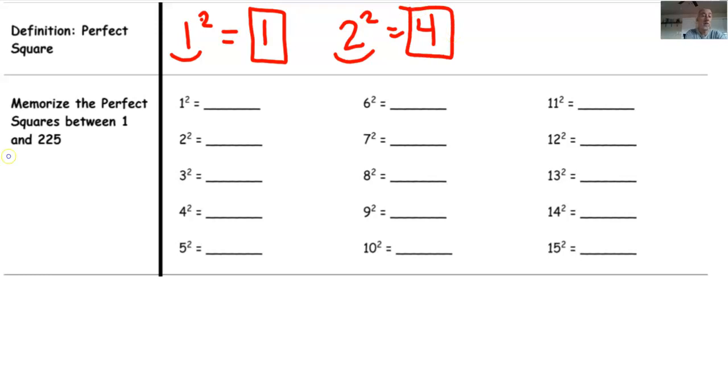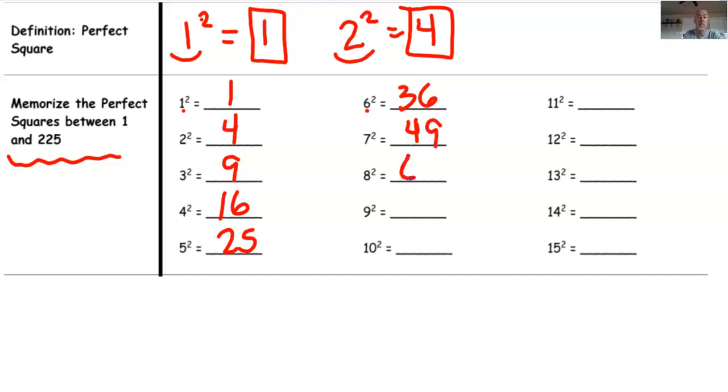So it's going to be a good idea that you memorize the first 15 perfect squares, as you can see listed here. 1 squared is 1, 2 squared is 4, 3 squared is 9, 16, 25. Now, I'm writing these out because I have them memorized. I can also do the math in my head. 6 times 6 is 36. 7 times 7 is 49. 64, 81, 100, 121.